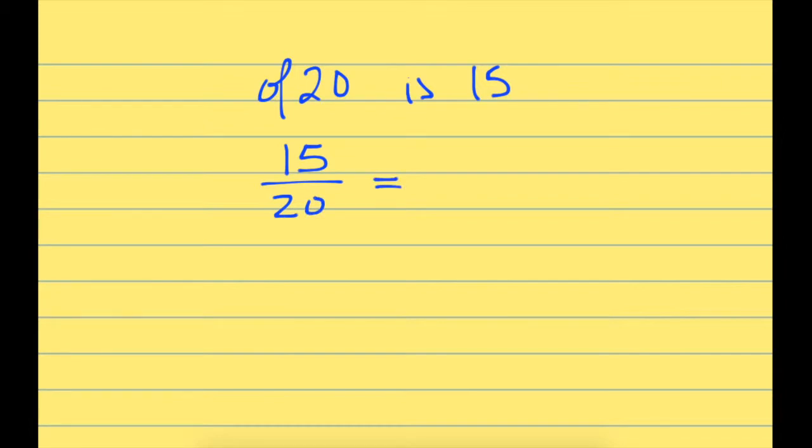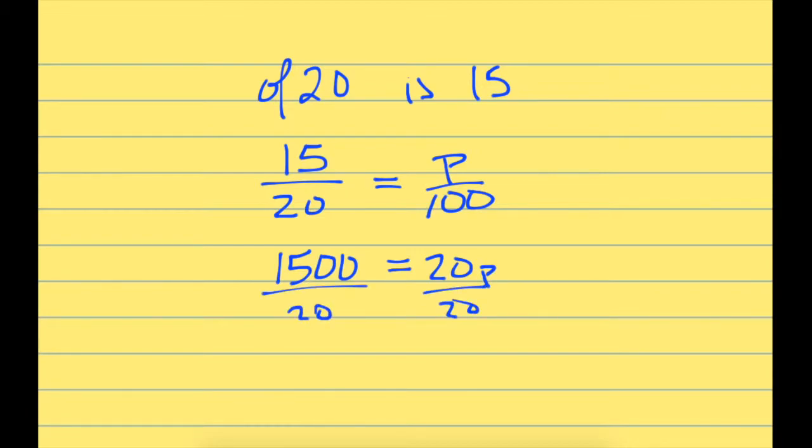So if we had another one, what percent of 20 is 15? We'd have 15 on top, 20 on the bottom, has to equal p over 100. Cross multiplying would give us 1500 equals 20p. And when we divide both sides by 20, we find that p is 75%.